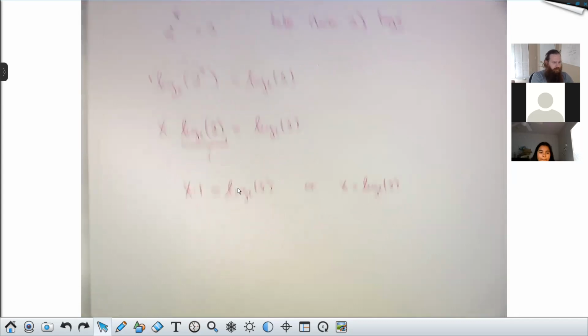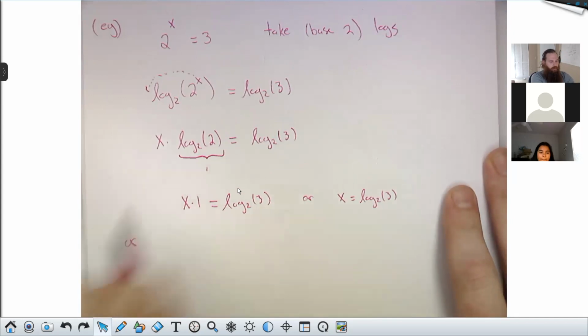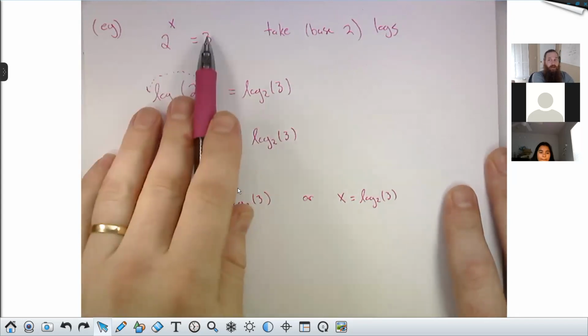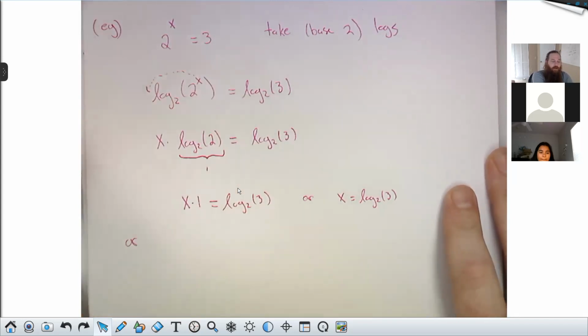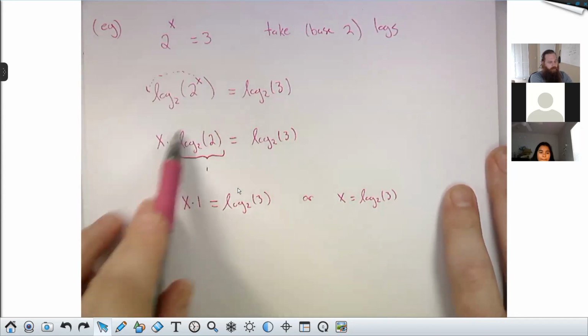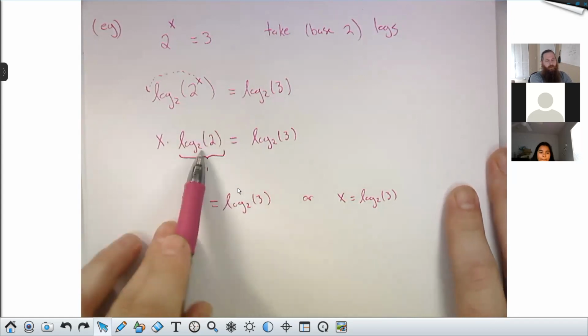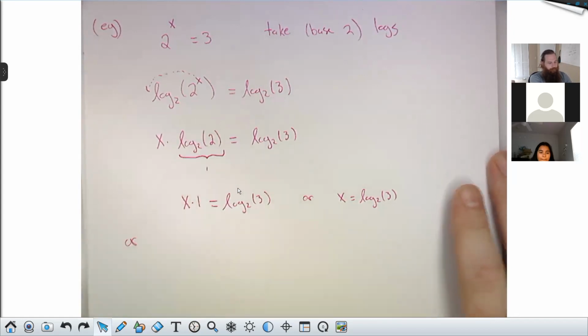So another way to solve this equation would have been to take the natural log, or the base 10 log, or the base 5 log. And I could have followed a very similar procedure, except when I got to this step, rather than having a 1 here, I'd have some other constant that I need to juggle around.